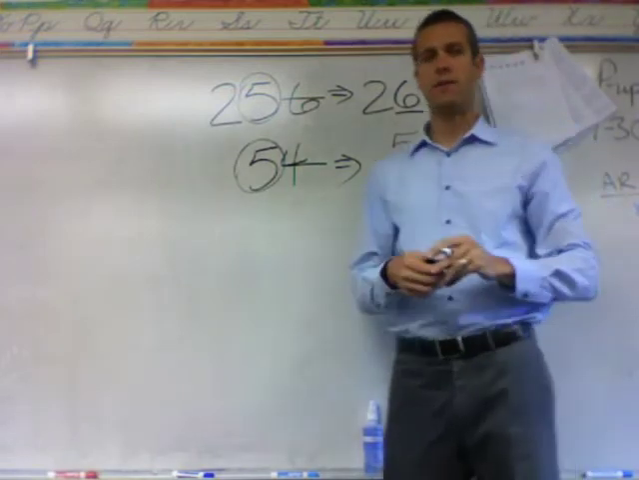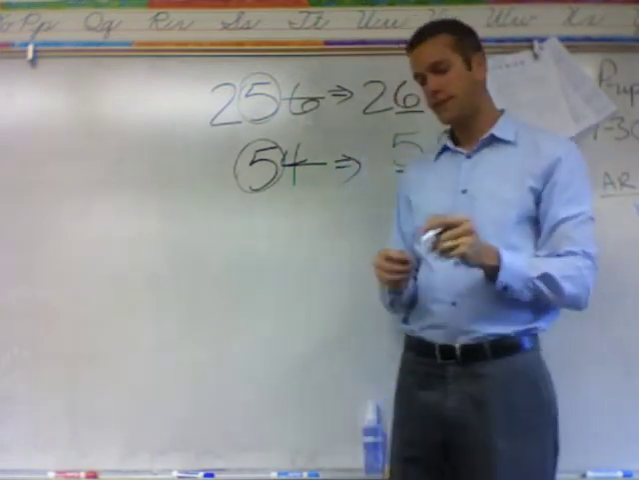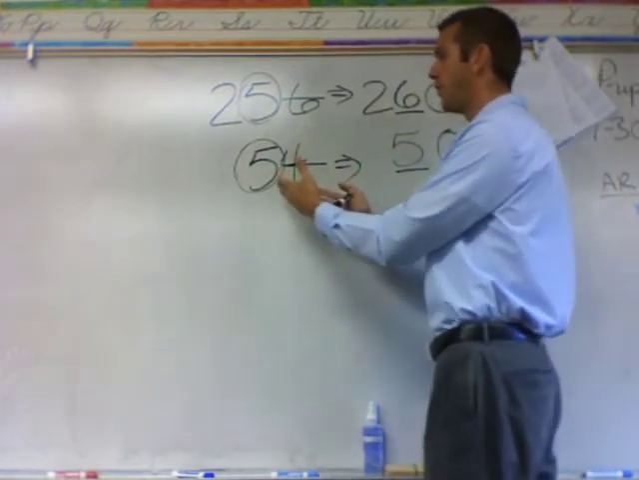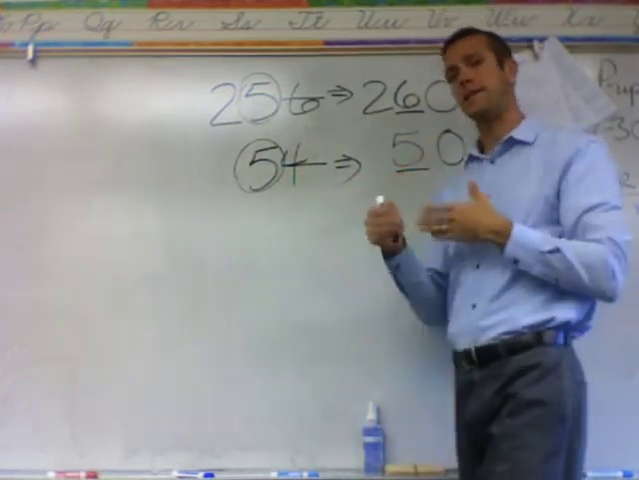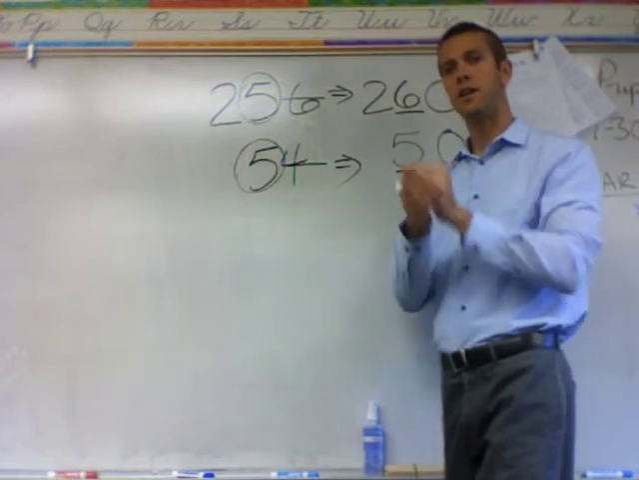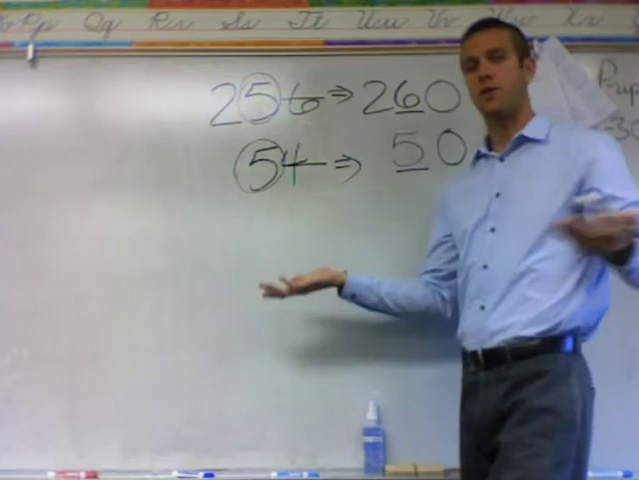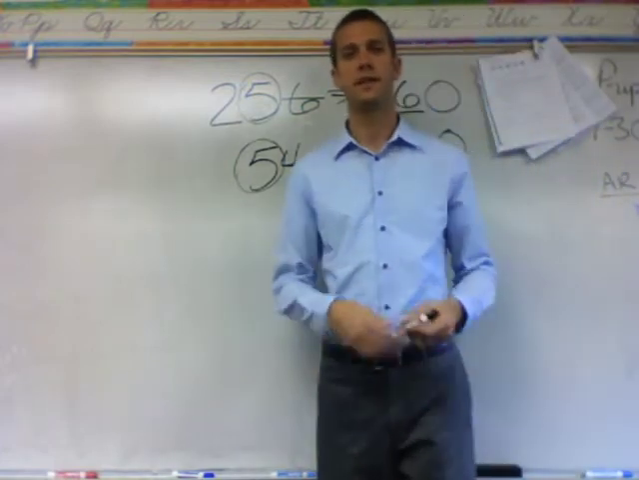So 54 rounded is 50. And what it's saying is by the tens, because we're rounding by tens, that 54 is closer to 50 than it is to 60. So you look at the number right below it and the number right above it. 54 is closer to 50 than 60, right?